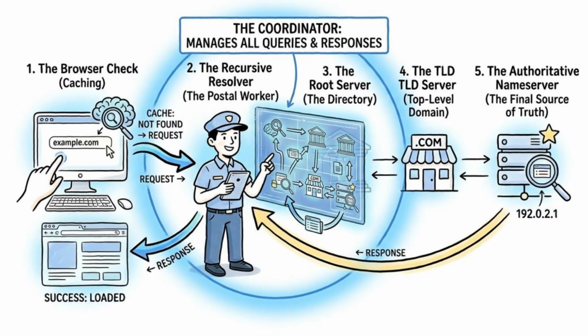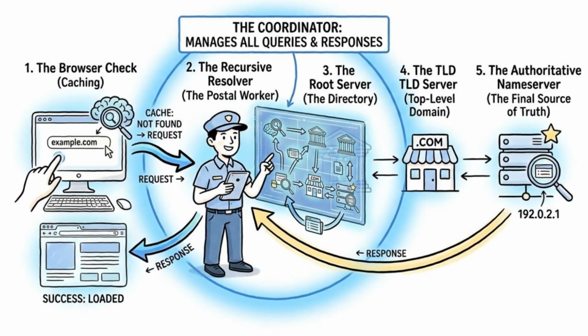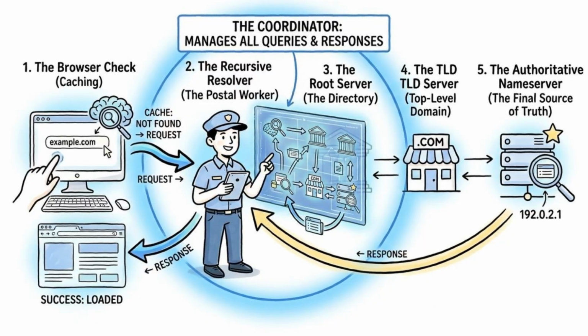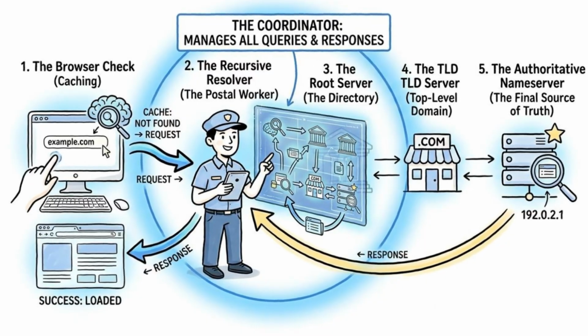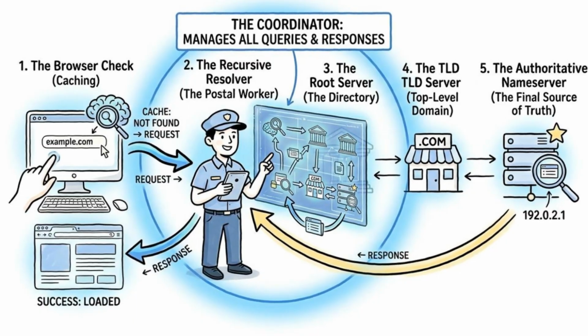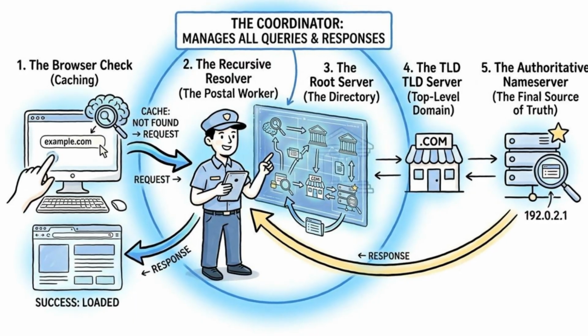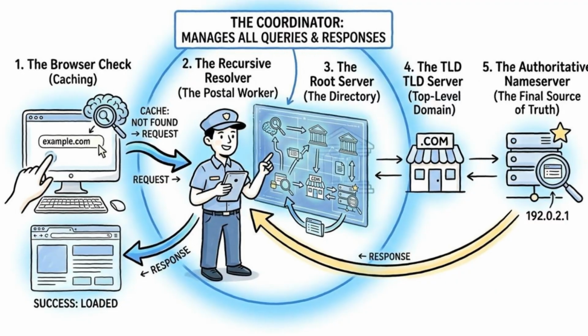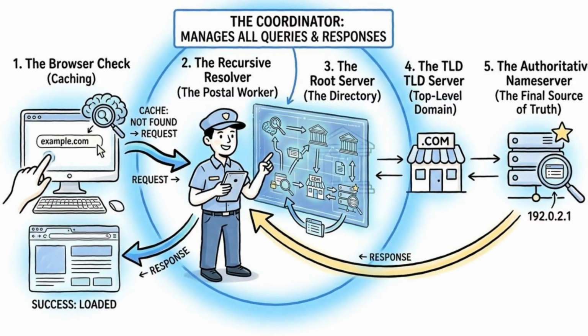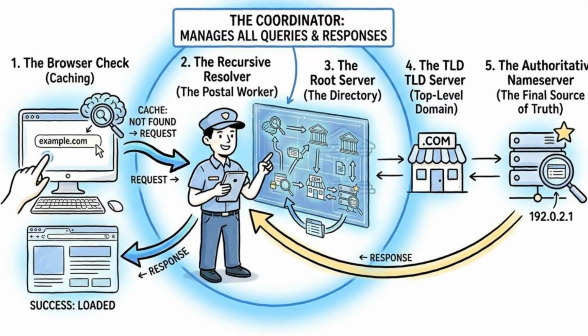The recursive resolver. If your computer doesn't know the address, it asks your DNS recursive resolver, usually provided by your internet service provider, ISP, or a public service like Google or Cloudflare. Think of this resolver as a helpful librarian who goes off to find the book you asked for.